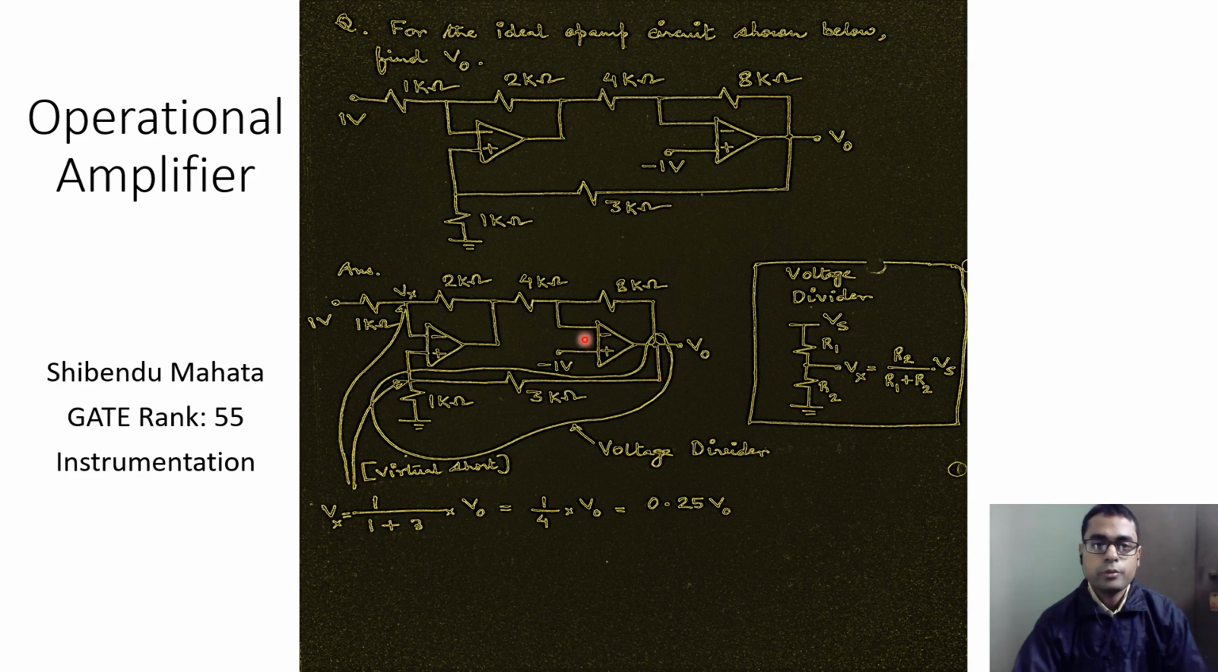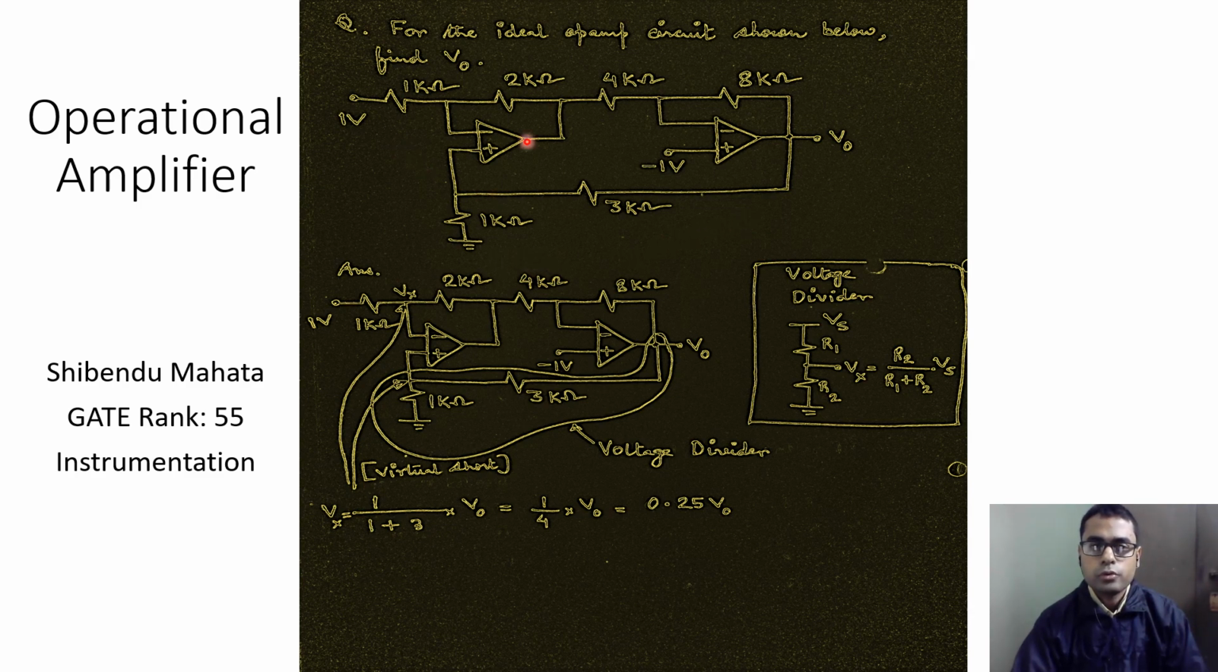This is another problem on the operational amplifier. These are two operational amplifiers. Both of them are treated as ideal, and our objective is to find out the value for the output voltage V0.